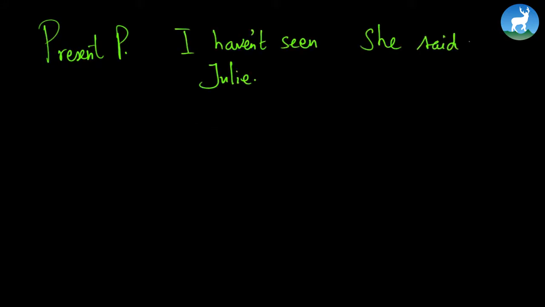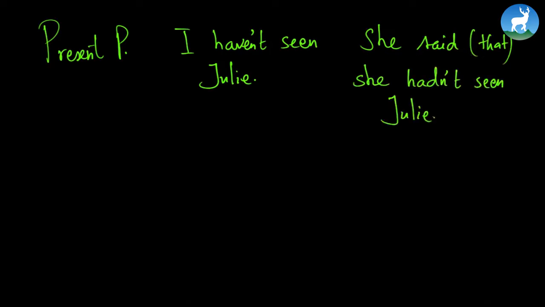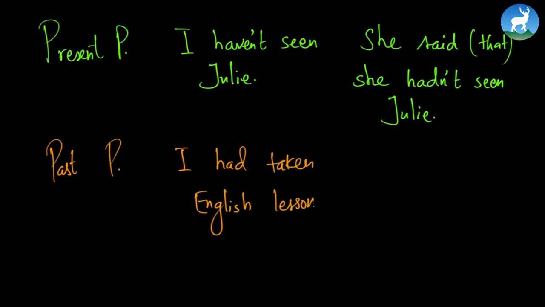Let me write one example from present perfect. Present perfect: I haven't seen Julie. She said that she hadn't seen Julie. Now, let's write one example of past perfect. I had taken English lessons before. That's why my English is so good.